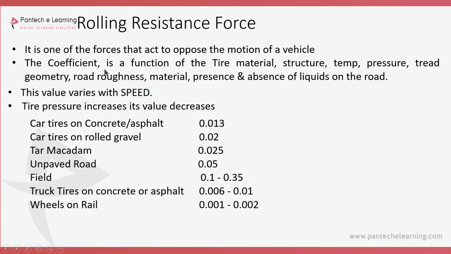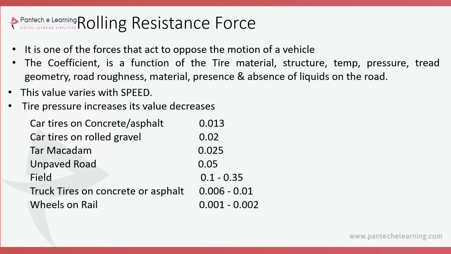Now the coefficient value. The coefficient is a function of tire material, structure, temperature, tread geometry, road roughness, and the absence of liquid on the road. These are the parameters we consider when selecting the coefficient value. Tread geometry means the front tire has a different pattern from the back tire. The front tire needs to turn left and right, while the back tire needs more grip, so the pattern will vary.